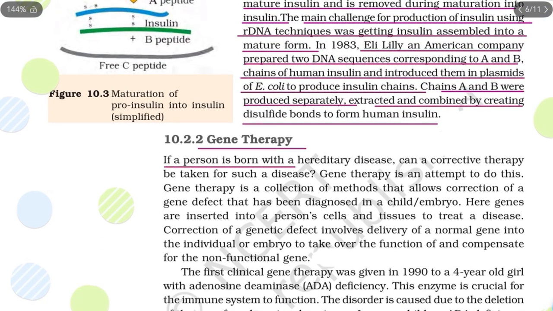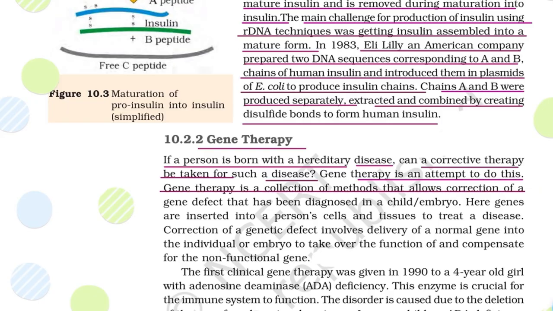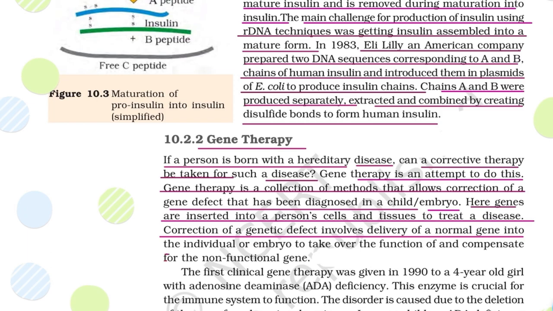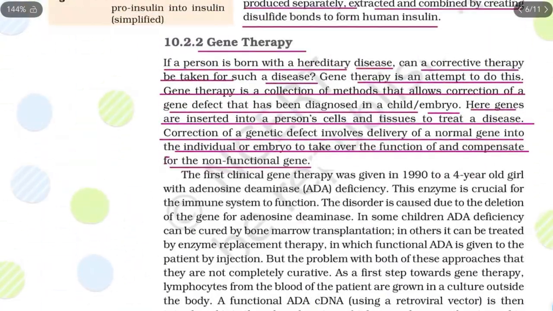Gene therapy. If a person is born with a hereditary disease, can corrective therapy be taken for such a disease? Gene therapy is an attempt to do this. Gene therapy is a collection of methods that allows correction of a gene defect that has been diagnosed in a child or embryo. Here, genes are inserted into a person's cells and tissues to treat a disease. Correction of a genetic defect involves delivery of a normal gene into the individual or embryo to take over the function of and compensate for the non-functional gene.